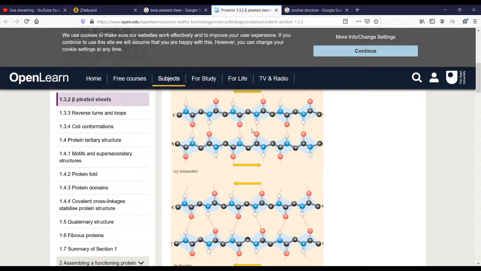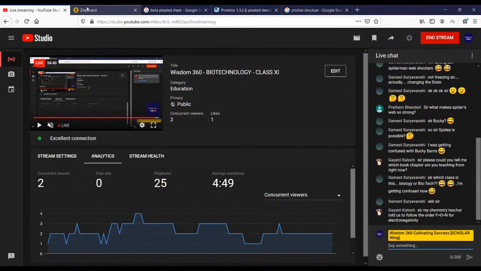So they are the two polypeptide chains. Now the anti-parallel beta sheet is more stable than the parallel one. Anti-parallel is more stable than parallel. Can you tell me why? Looking at the structure, anti-parallel is more stable.